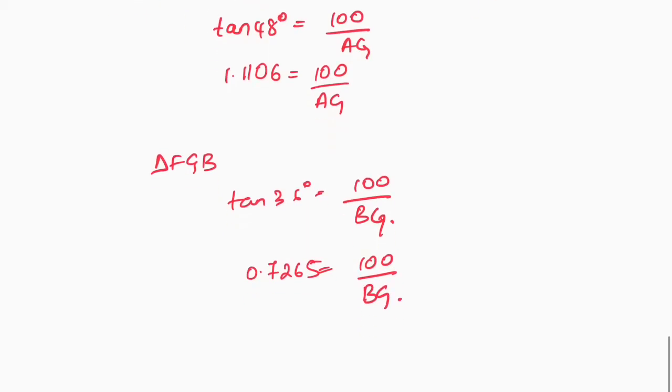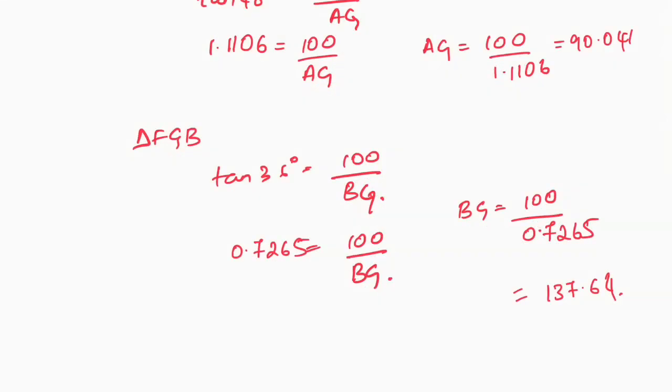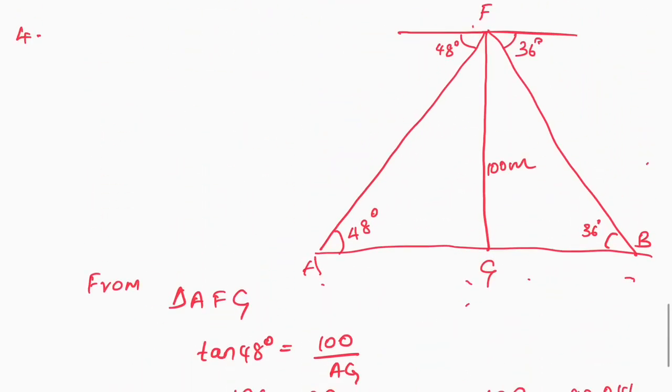Okay. So AG equal to 100 by 1.1106 and BG equal to 100 by 0.7265. Okay. So dividing them, you get 100 divided by 1.1006 is 90.041 and 137.64. Okay. Divide it and find the answer directly. Okay. So the first sub question. So here I have drawn the figure in such a way that how the second sub question is asked. Ships are on the opposite side of the lighthouse.